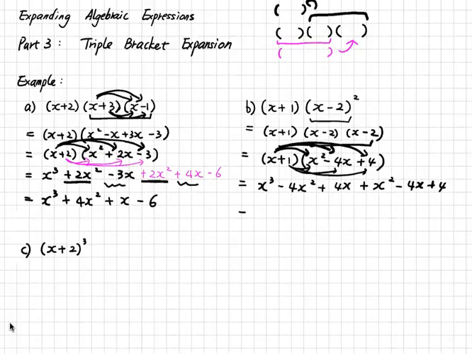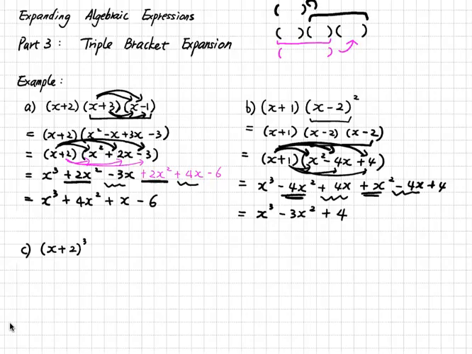Okay. Now let's tidy up further. X cubed, there's only one term that has x cubed, but you have negative 4x squared and plus x squared, so that will give us negative 3x squared. You have 4x minus 4x, that becomes 0, and you have another constant number 4 at the end.